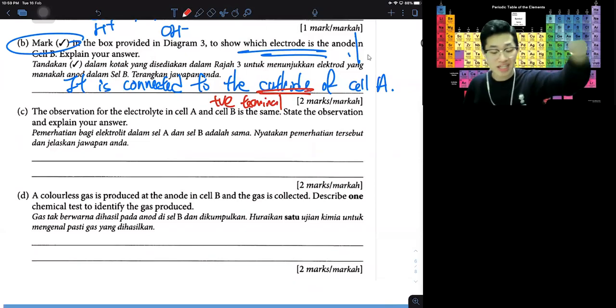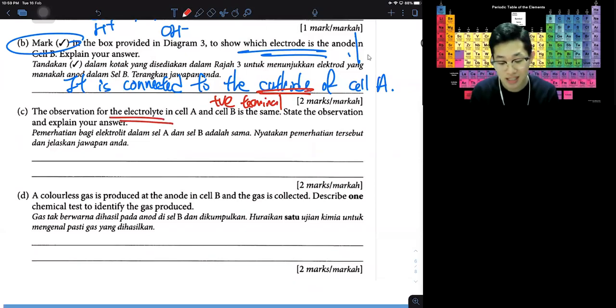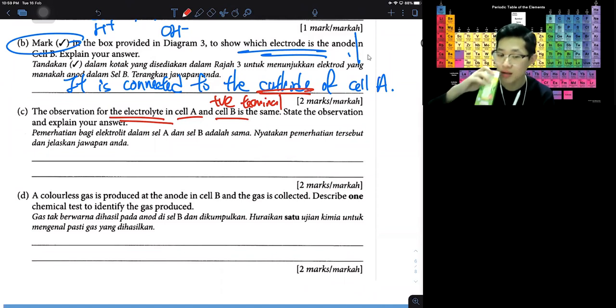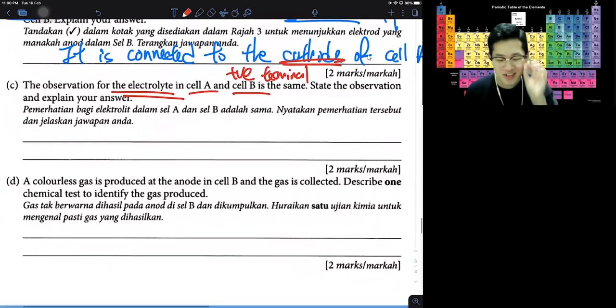The observation for the electrolyte in cell A and cell B is the same. State. Let me think, Cheryl. Later I give you this answer. Later I answer this question, Cheryl. Sorry.